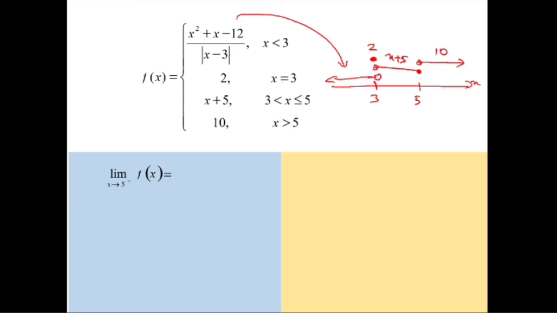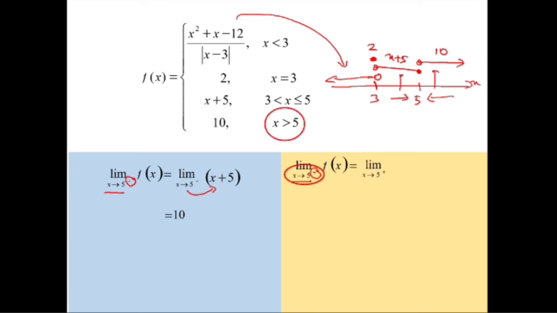The next question wants you to find the value of the limit as x approaches 5 from the left side of 5. From the left side of 5, the function is x plus 5. Replace that with your f. After that, substitute your value of 5 inside. 5 plus 5 is 10. Next, from the right side of 5, what is the function? From the right side of 5, the function is 10. Replace f(x) with 10. Since 10 is just a constant, the final answer is constant 10.